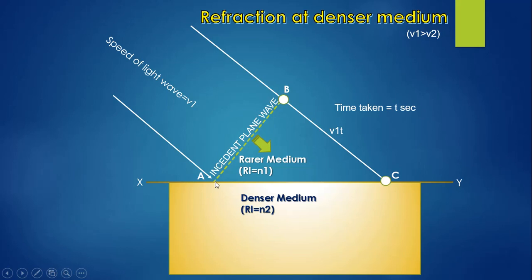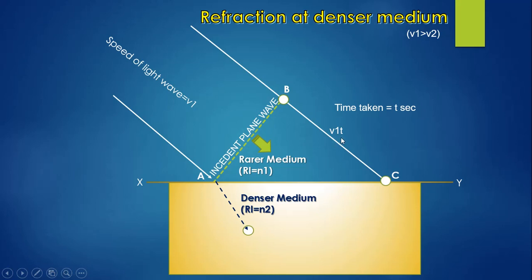Assume that this A end is now traveling into the denser medium, like this. Now this A end has traveled into the denser medium and it has covered a lesser distance because of the decrease in speed. So now we have to calculate how much distance it has covered in the denser medium.